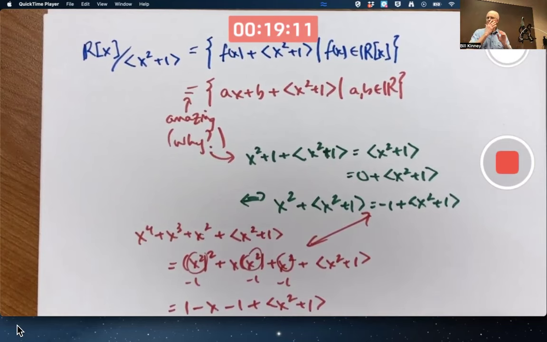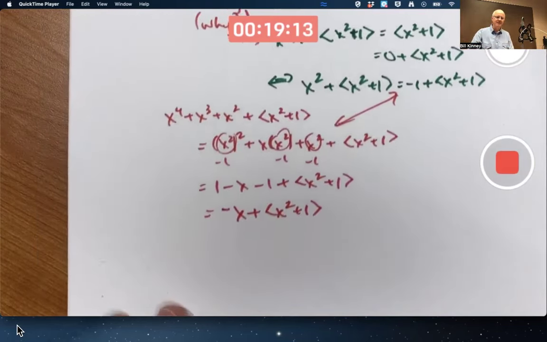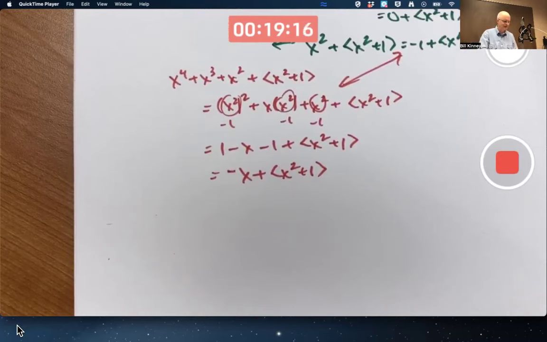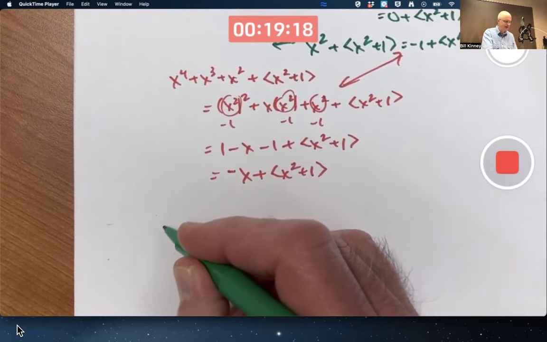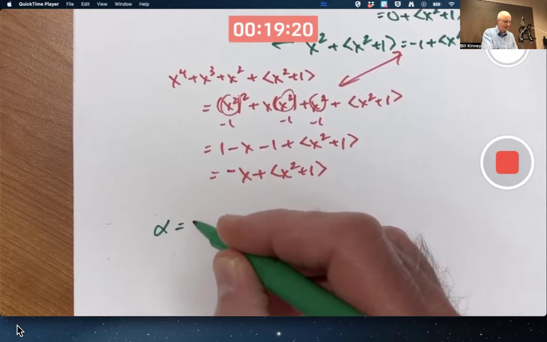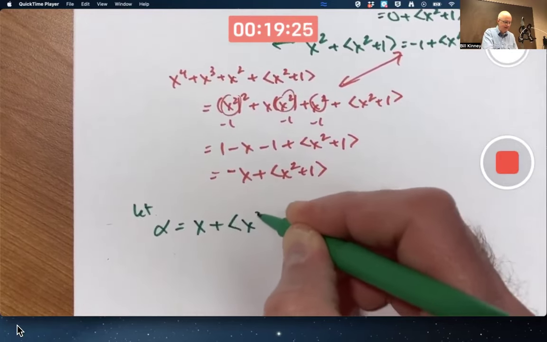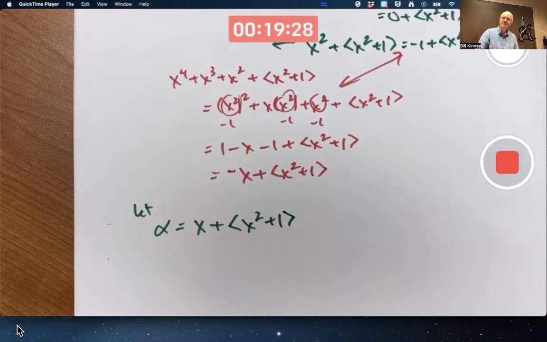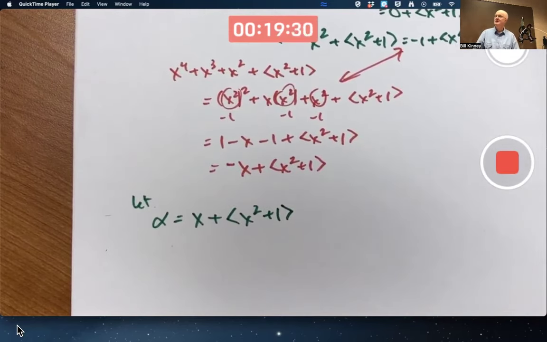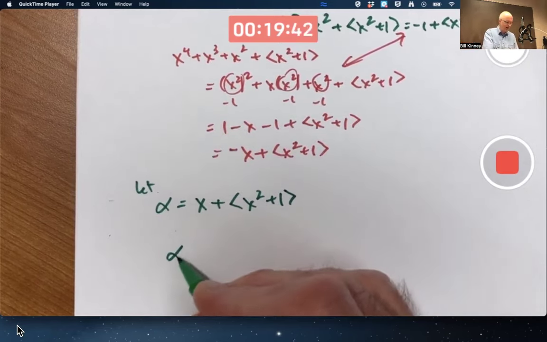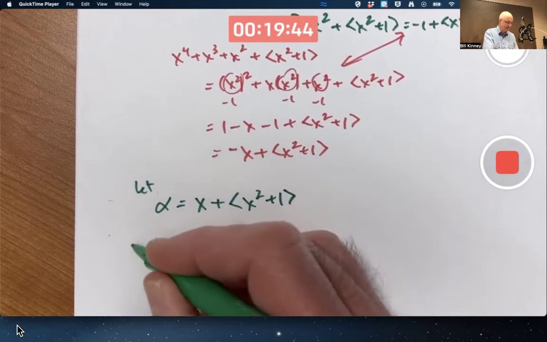Okay, it's a little bit of experimentation to realize it. But the root, well, let's give it a name, let's call it alpha. Let alpha equal x plus the ideal. That coset. So alpha is here one letter symbol for the entire coset, just for the sake of convenience and emphasis. What happens if I square alpha and add 1 to it?